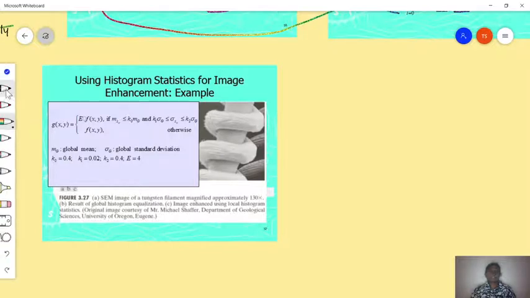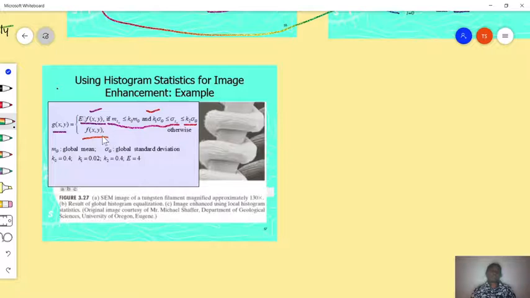So suppose this is the g of x,y function taken from f of x, where the f function is selected for the condition m of s is less than or equal to k0 mg and k1 variance of g is less than or equal to variance of Sxy is less than or equal to k2 variance of g. Otherwise, if this is not the case, then it is simply f of x,y.